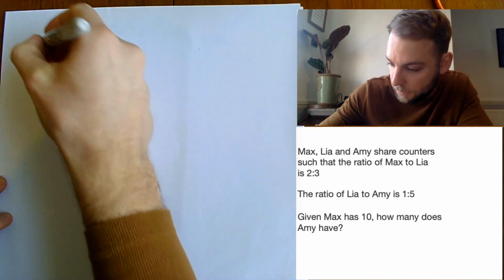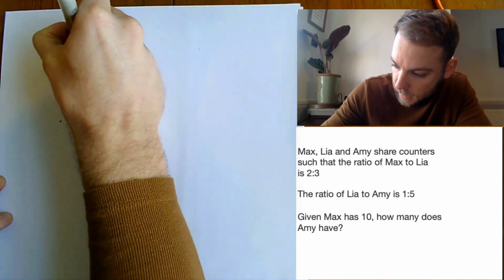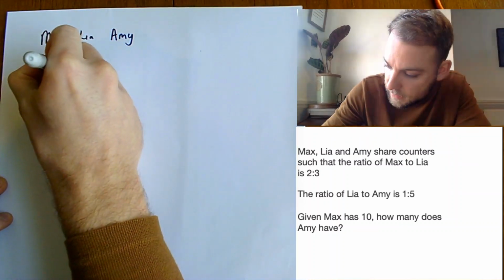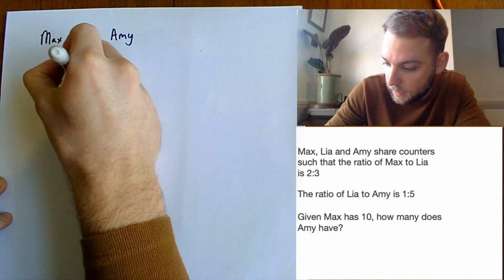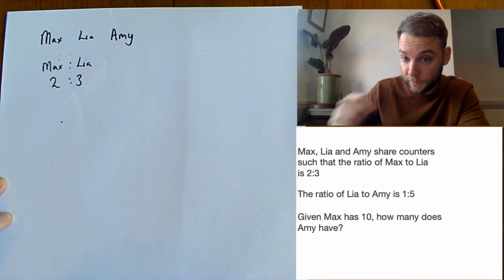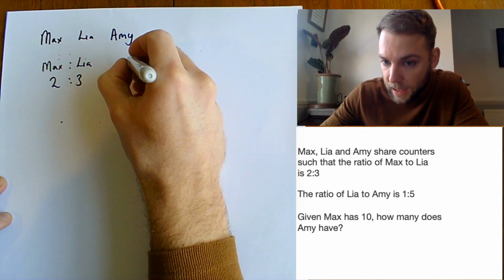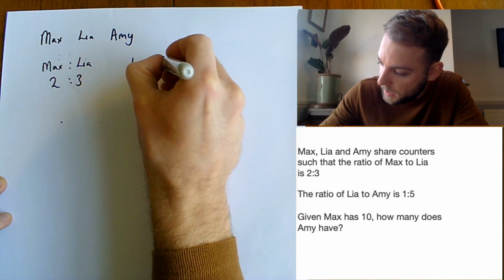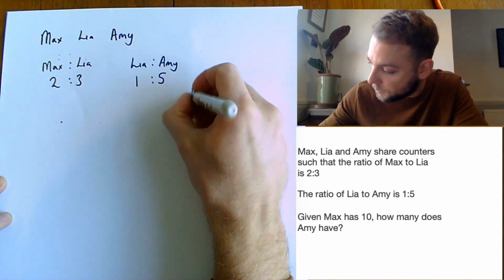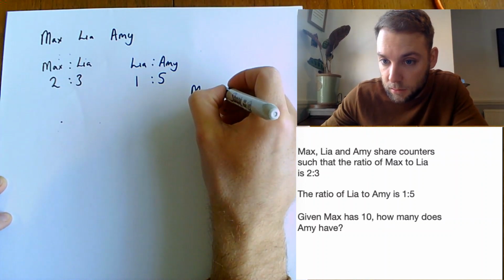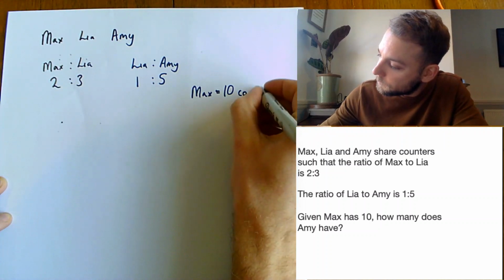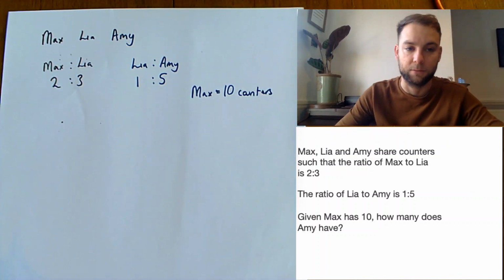So again, it's Max, Leah and Amy. Here we have Max and Leah. I've got a ratio of 2 to 3. Leah to Amy has got a ratio of 1 to 5. And specifically it tells me that Max has got 10 counters.